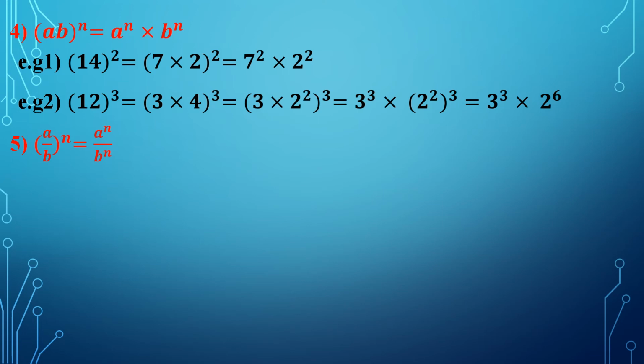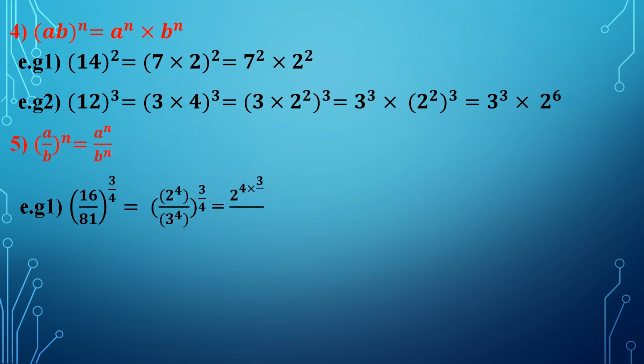Now fifth law. It is similar to the fourth. Fourth was for product. This is for division. (a upon b) raised to n will give us a raised to n and b raised to n. Let us understand this through an example.